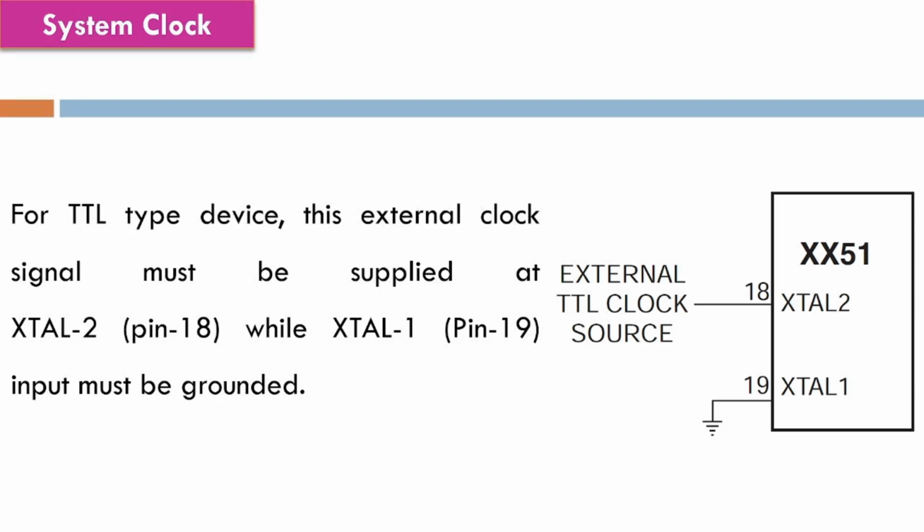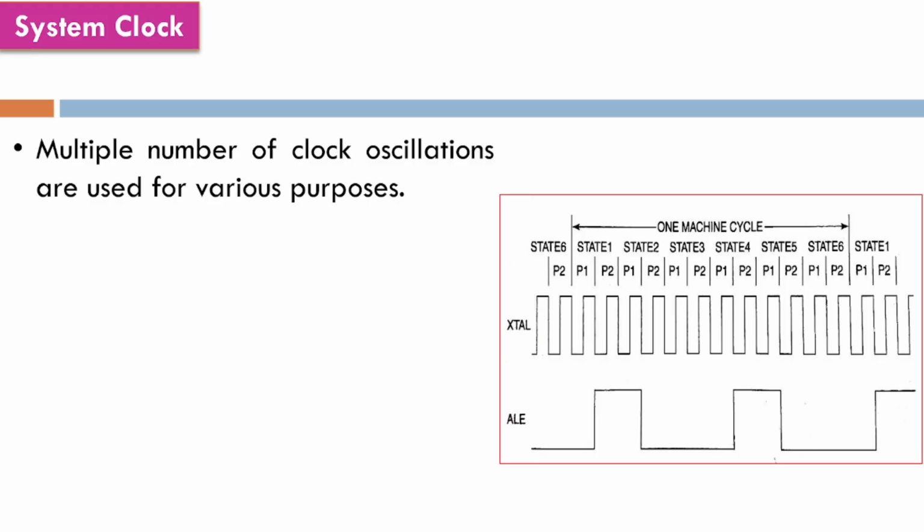The external clock signal is supplied to XTL2 on pin 18, and the XTL1 input on pin 19 must be grounded. The system utilizes multiple clock oscillations for various timing purposes. Here is how the timing breaks down.